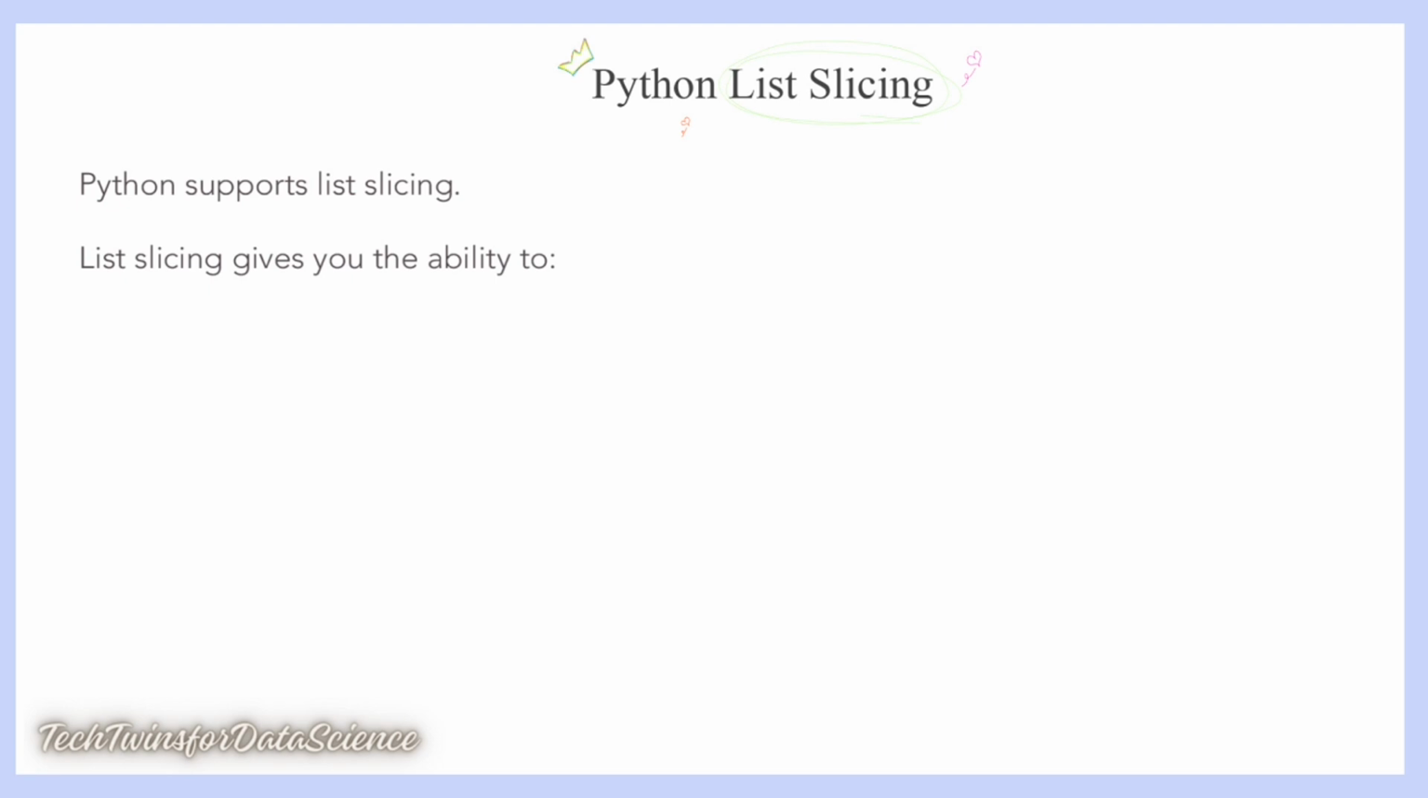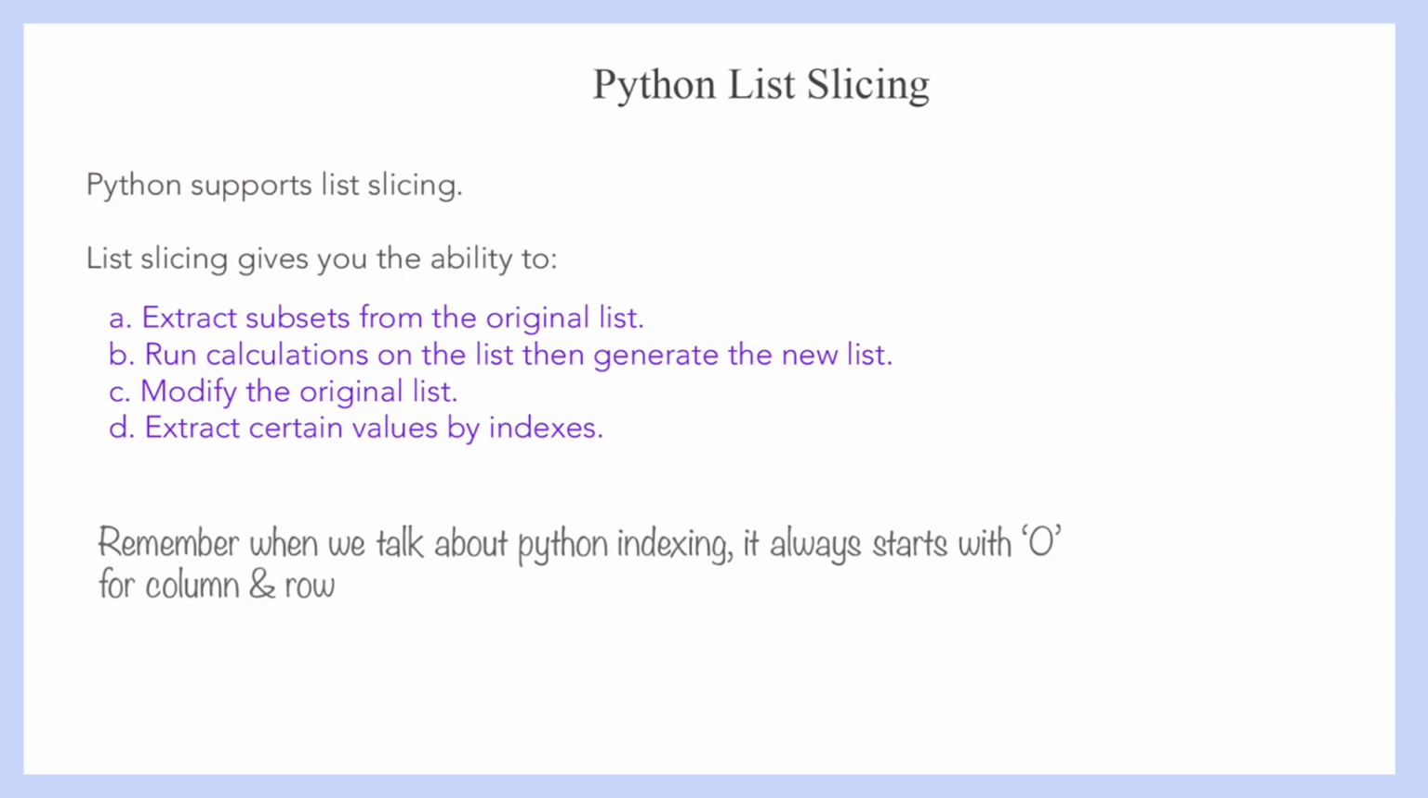List slicing is a powerful technique to manipulate lists efficiently, and Python supports list slicing. List slicing gives you the ability to do multiple operations, such as extract subsets from the original list, no matter how the size of your subset. Run calculations on the list, then generate the new list. Also, you can modify the original list. Besides, extract certain values by indexes.